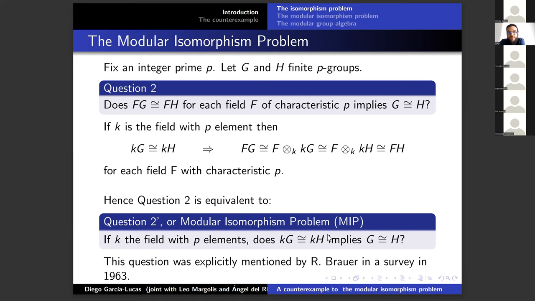This is the classical statement of the modular isomorphism problem, and it was already mentioned by Richard Brauer in his survey of 1963, Representation of finite groups.